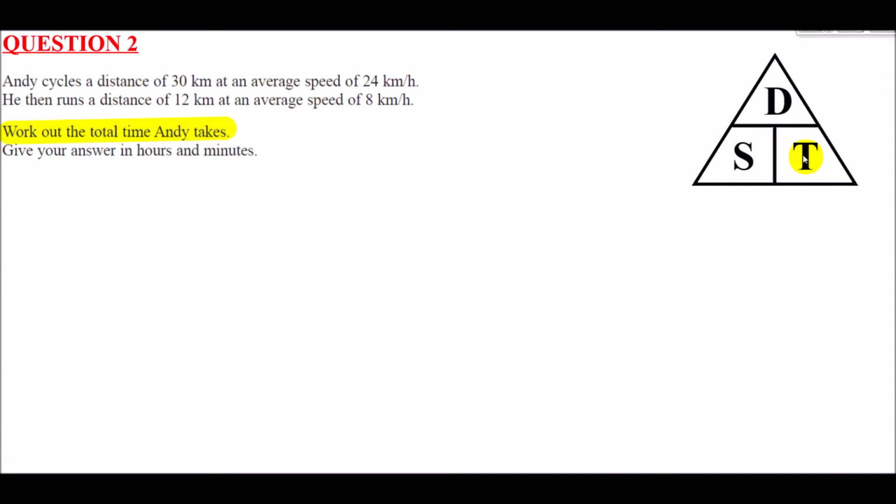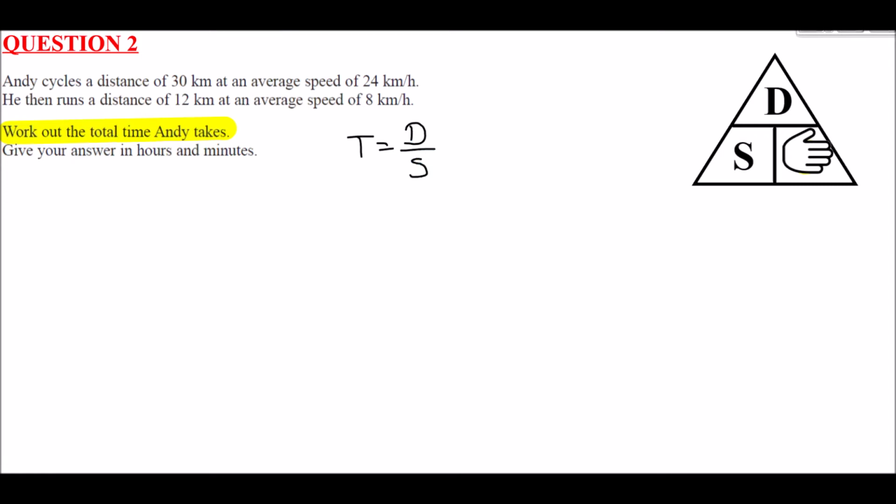So because we want to work out the time, just cover that up, and what's left tells you what to do. So, in other words, the time is the distance divided by the speed. So I can write that down because that's what we're going to be needing to use here.